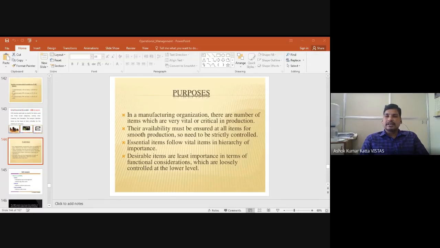Otherwise, your fulfillment is not more than 60 percent. Without vital, you cannot fulfill 100%. With essentials, 60% you can be sustained. Desirable means it is up to your wish. If you want, you can use it. If you don't want, just ignore it, which is not so important. That is given as least important for regular life.